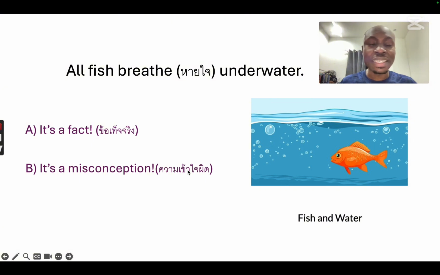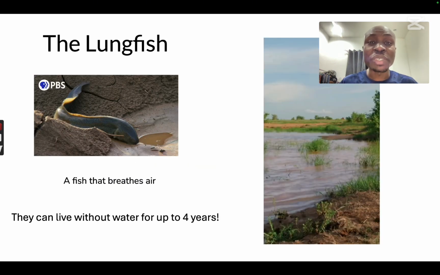What do you think? Is it A, a fact? Or B, is it a misconception that all fish breathe underwater? What do you think? Now, if you chose B, you are correct because it is a misconception. Some fish can breathe air. An example is the lungfish. The lungfish can stay on the land and it can live without water for 4 years.